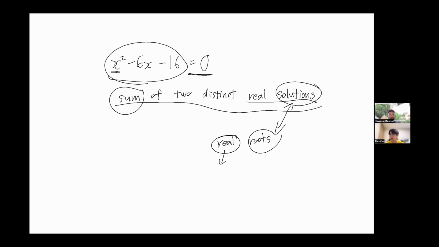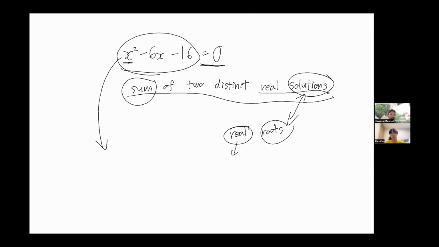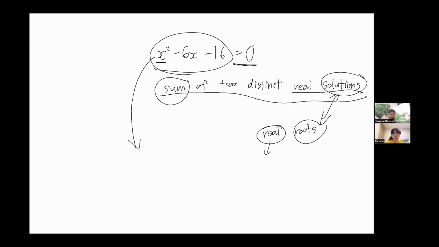Do you understand? Yes, sir. So how do we find values of x for this to equal 0? What we have to do is simplify this equation.